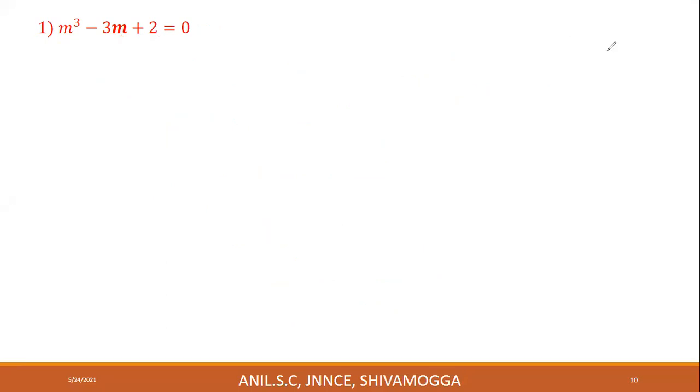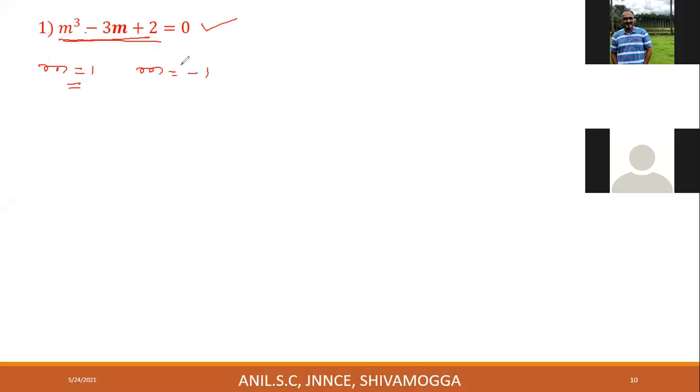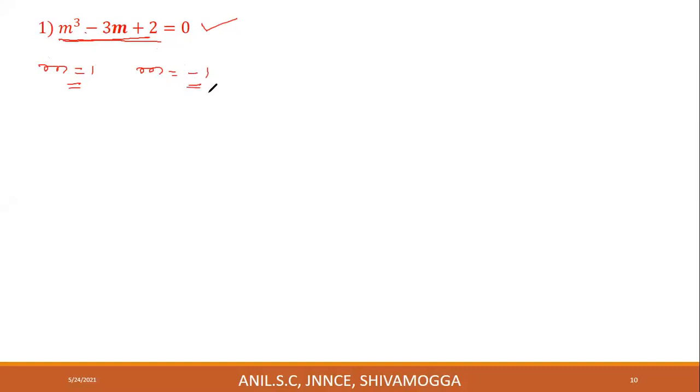Okay, repeat. Here, this is a cubic equation. There will be three roots for this equation. First, by inspection, we have to find one root by the inspection method. The inspection method is first you check m is equal to 1. If you get 0 is equal to 0, then m is equal to 1 is a root. If you do not get 0 is equal to 0, then check m is equal to minus 1. If you get 0 is equal to 0, then conclude that m is equal to minus 1 is a root.